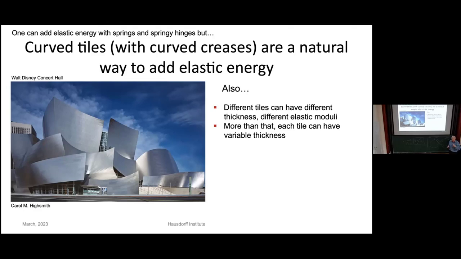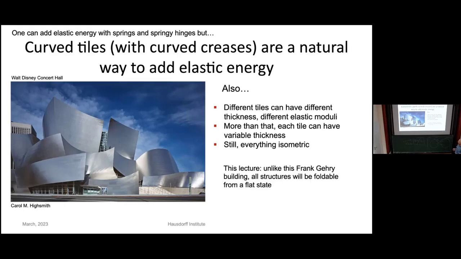So that's a strong dependence. You double the thickness and you get 8 times the stiffness, so by varying the stiffness, you can do a lot for design. And not only that, you can vary the thickness on an individual tile and it will still be isometric bounding. So it'll still be a good approximation of isometric. In any case, in these lectures that I'll give, everything will be foldable from a flat state.